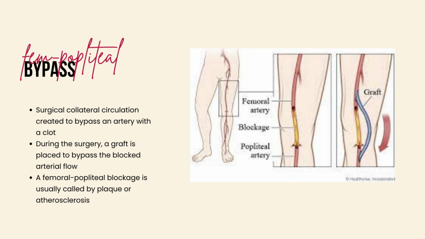So usually this blockage is caused by plaque or atherosclerosis. So like we can see in this picture I put here, the graft is put kind of like parallel to where the clot is, and it makes a new line of travel for the blood to flow through. So the patient can have full blood flow to the full extremity and divert the blood flow from where the blockage is.